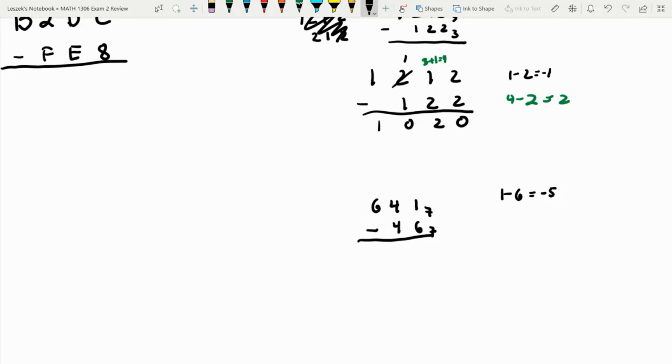So that means we need to borrow from the next column, so this 4 will become a 3. And when we borrow in base 7, we're borrowing a 7. So we get 7, and then this plus 1, that's 8. And now you can say that 8 minus 6 is 2.